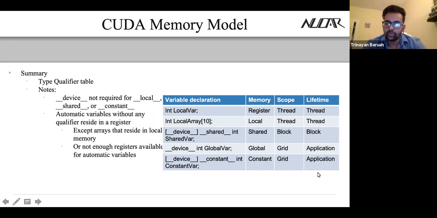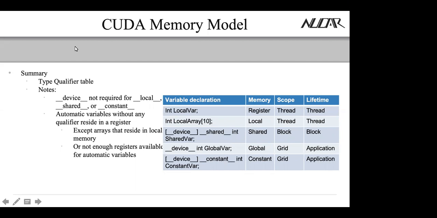So just something to be aware of, the different types of variables that you will encounter when programming in CUDA. Something to mention here: automatic variables without any qualifier would reside in a register, except of course the arrays. For example, this one would reside in local memory, or if there are not enough registers, then it will be stored in local memory. So any questions about the qualifiers?